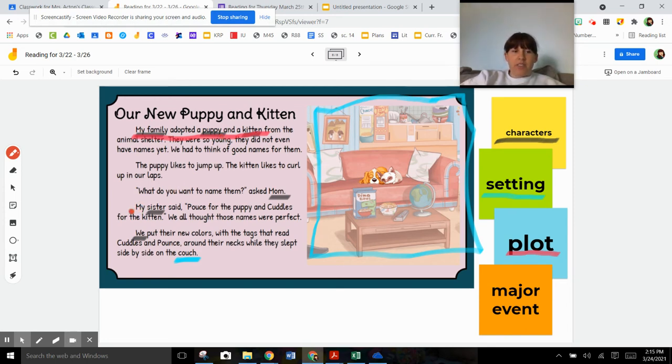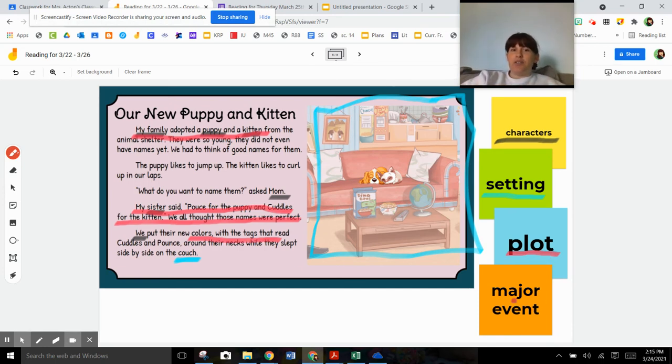Then the next thing that happens is my sister said Pounce the puppy and Cuddles for the kitten. We all thought those names were perfect. So in the middle, they end up coming up with names for them. That's a big part of the story too, and their names are so cute. And at the very end, they put their new collars with tags on them. So that was definitely the end part of the story. But all of those events put together definitely made this story special and important and made it something fun for us to read. So the plot are the big events that happen in the beginning, the middle, and the end of the story. So I think we did a good job of finding those.